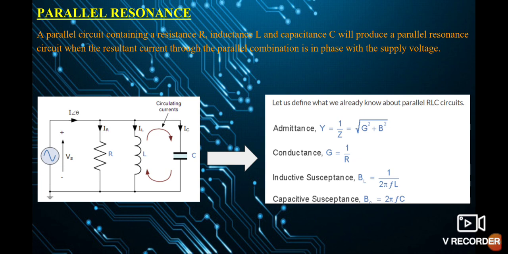Now let us define what we already know about parallel RLC circuits, that is, admittance is denoted as capital Y equals 1 by impedance, that is equal to root over of conductance square plus susceptance square. Conductance G is equal to 1 by resistance. Inductive susceptance BL is equal to 1 by 2 pi FL. And capacitive susceptance BC equals 2 pi FC.